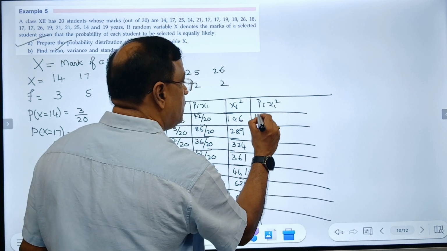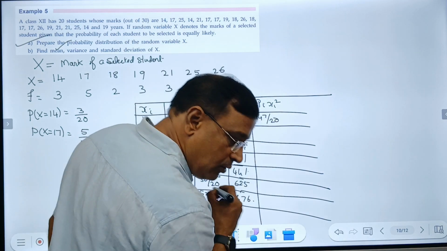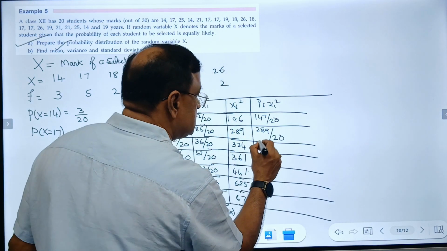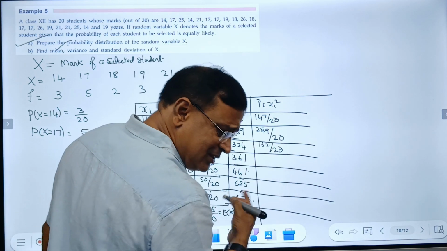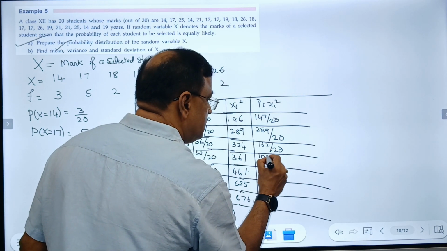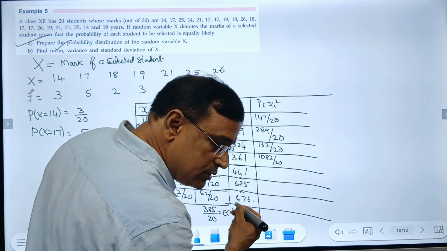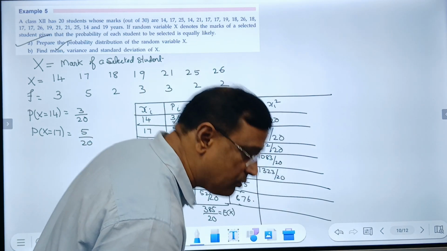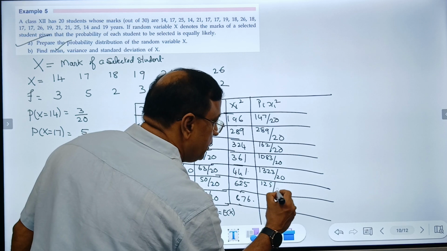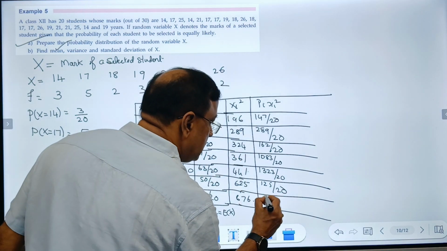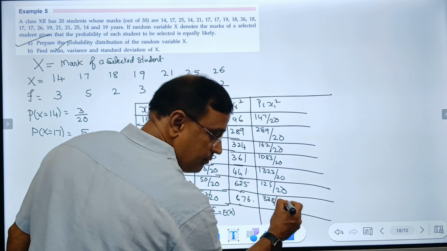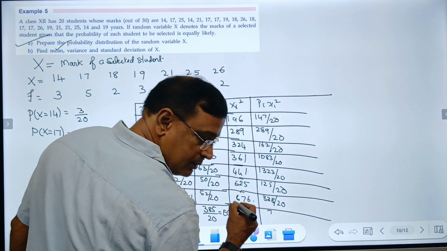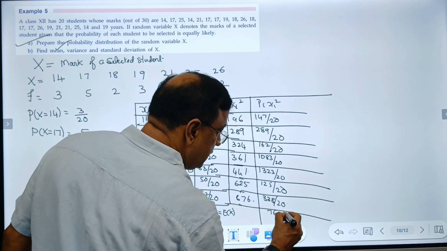I am getting 147 by 20, followed by 289 by 20, followed by 162 by 20. The calculation is tedious, that's all. Then 1083 by 20. If there is any calculation mistake, please correct it. Then 1323 by 20. I can also be wrong with the calculation. Then 125 by 20, and finally 338 by 20. The total comes out to be 7,689 by 20.